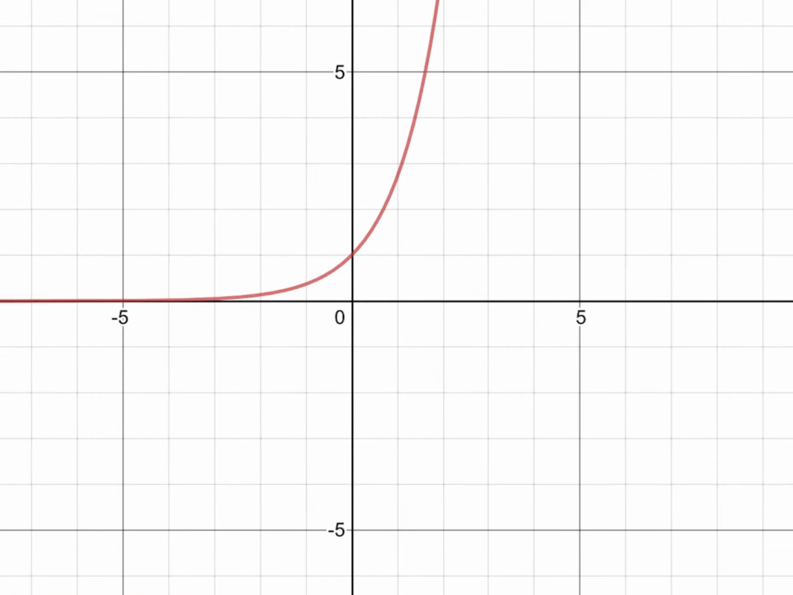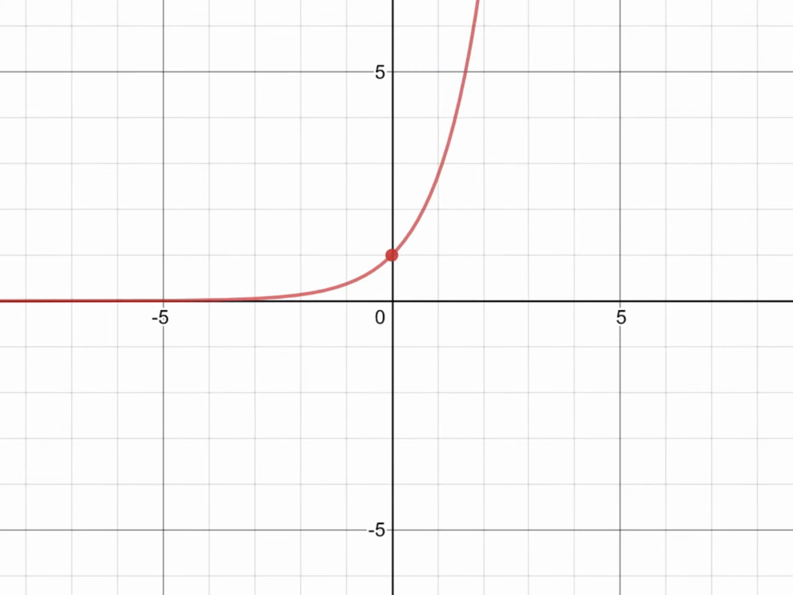A Taylor polynomial begins by picking an x-coordinate. Let's do x equals 0. I'm going to use this as an anchoring point for making higher and higher degree polynomials that mimic the behavior of this exponential curve at that point.